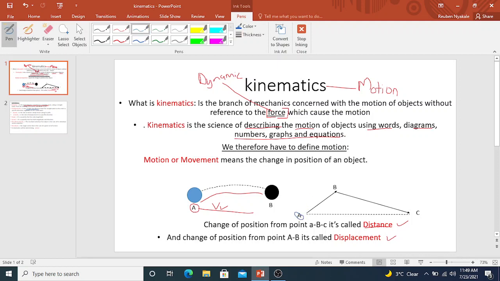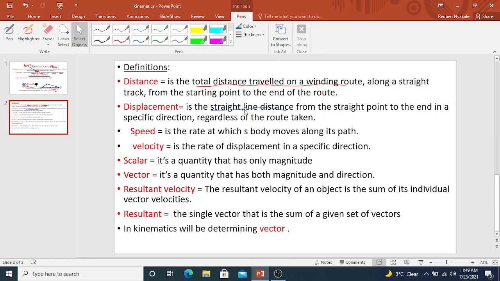From A to B, it's a straight line. You have a starting point and an end point in a specific direction. This is a starting point, a straight line to point B, with a specific direction and the end point. Now it is called a displacement. It is the straight line distance from the start point to the end in a specific direction, regardless of the route taken.